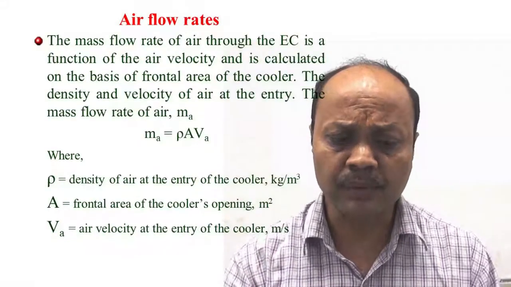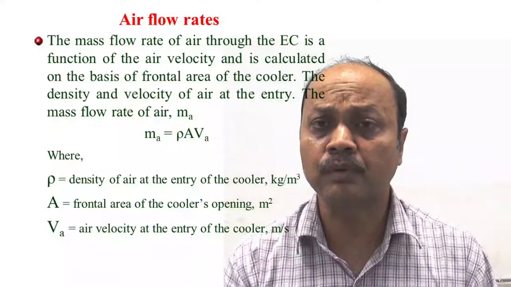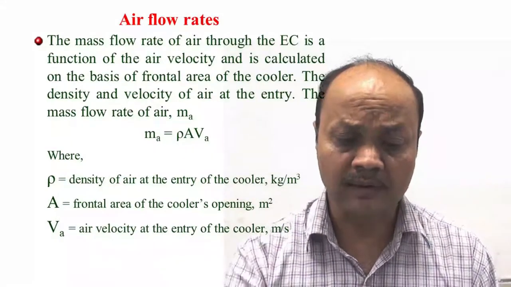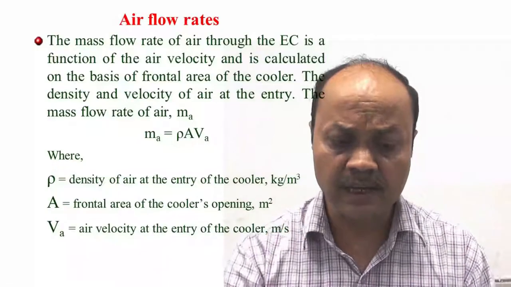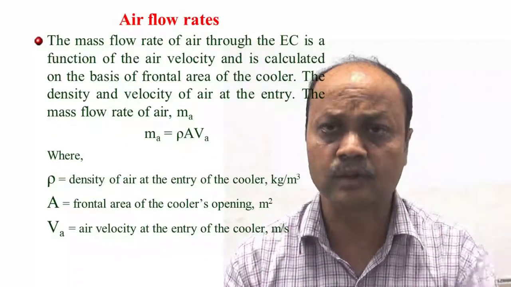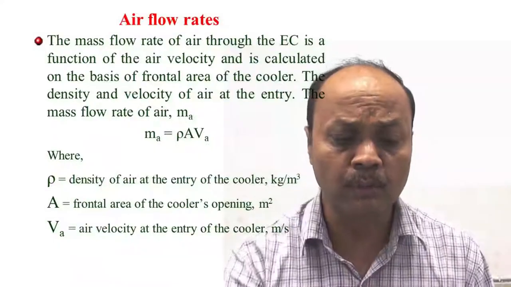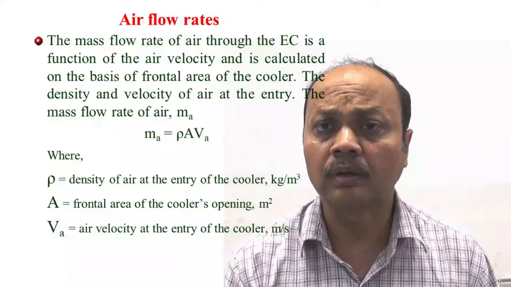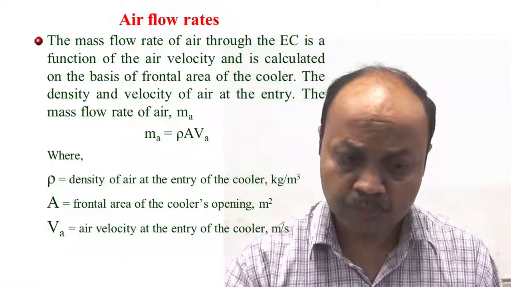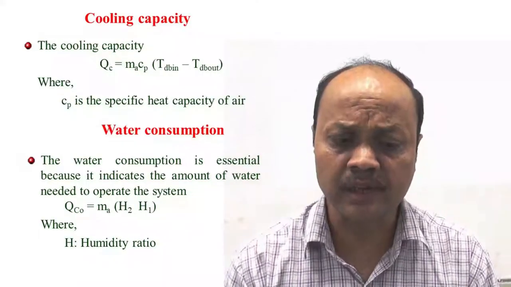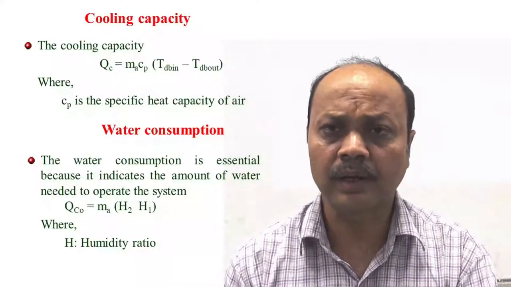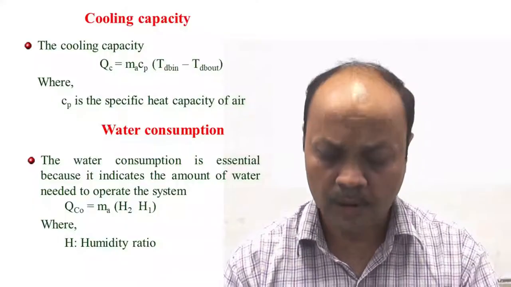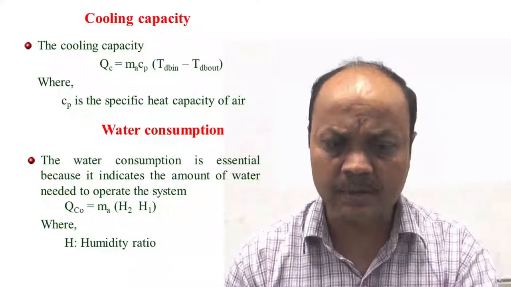And this is the air flow rate. You can calculate how much air you have to pass, based on the density of the air, the frontal area of the cooling area, and the velocity of the air passing through your cooler. You will be able to calculate the mass air flow rate required to pass through your pad. In the same way you can calculate the cooling capacity if you know the dry bulb in, the dry bulb out, and the specific heat of air, and I already discussed what MA is. MA is the air flow rate.